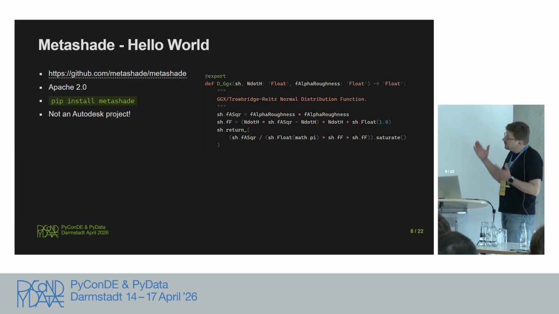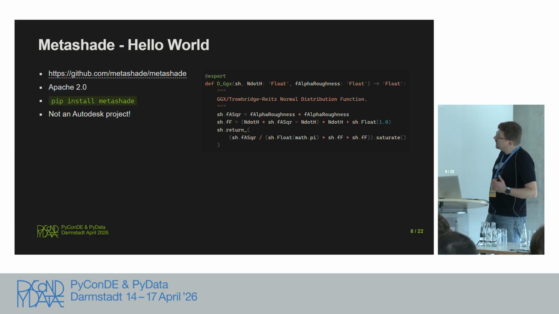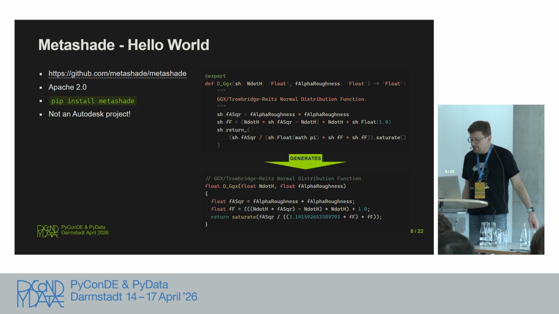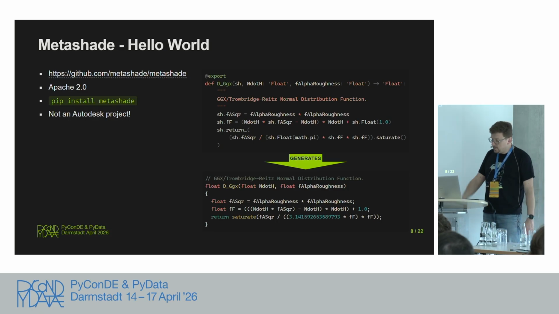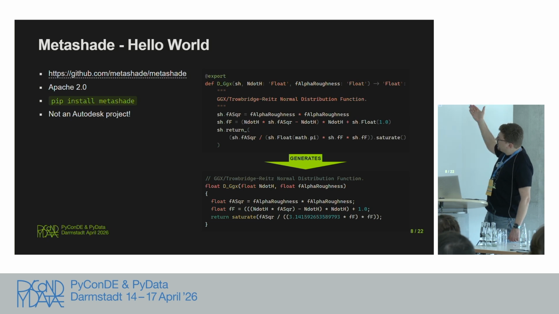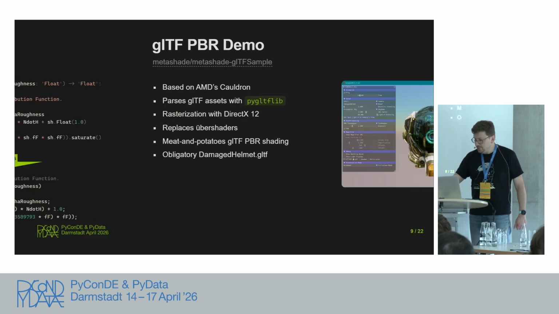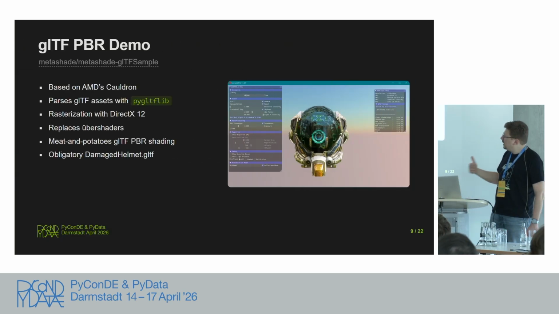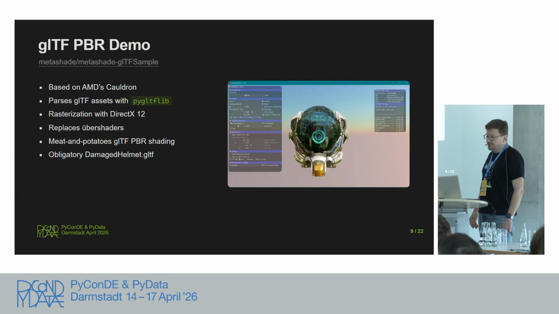And now, finally, we get to Metashade. Metashade is specifically designed to program shaders. That's the GitHub link. The license is Apache 2.0. And it does take a different approach to shader generation than those like Warp and Taichi. So here we have some Python code, and it generates this HLSL code. And next, I'm going to go into detail about how that actually is implemented.